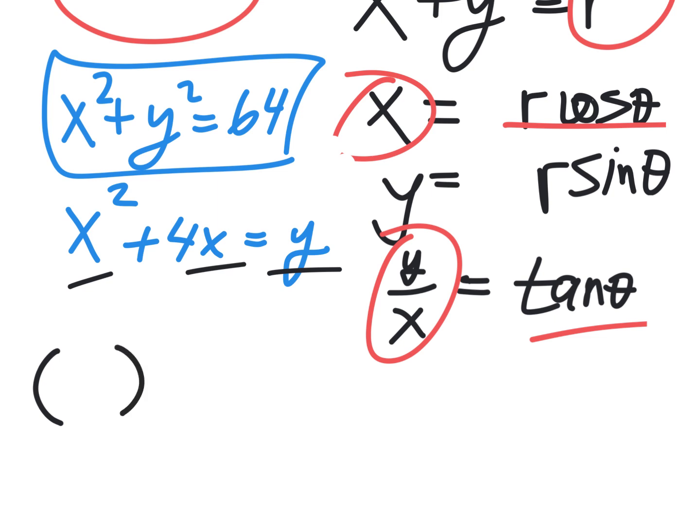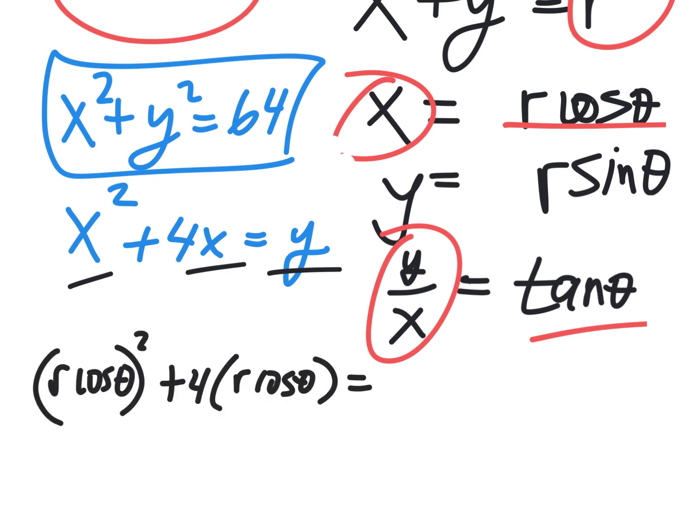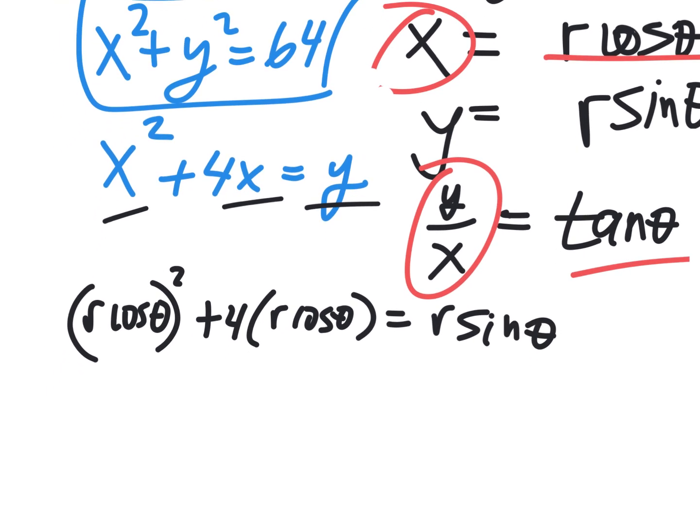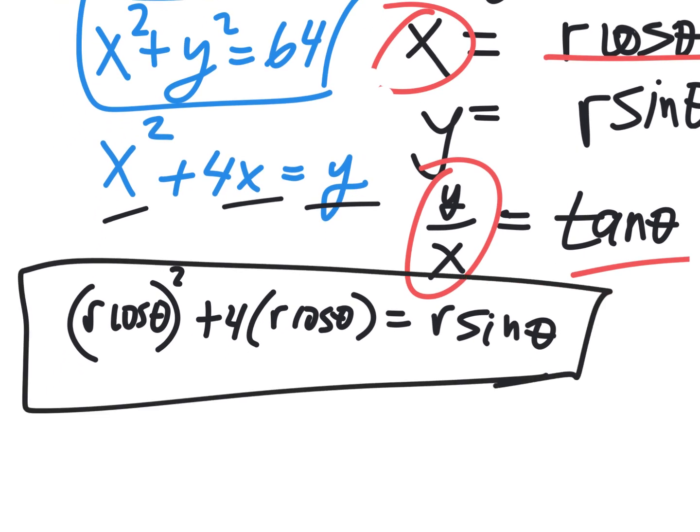So x is r cosine theta. So if you got this one, you're probably going to get it all. 4 times r cosine theta equals y, which was r sine theta. Now the only pain in the butt here would be if they ask you to solve it for r. It's the only variable left, or theta. And that would be a really brutal one. It'd probably be too hard to solve that one.